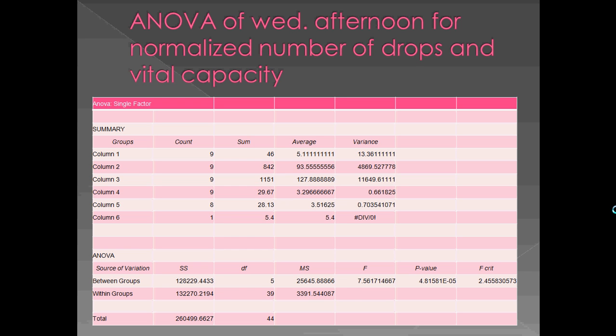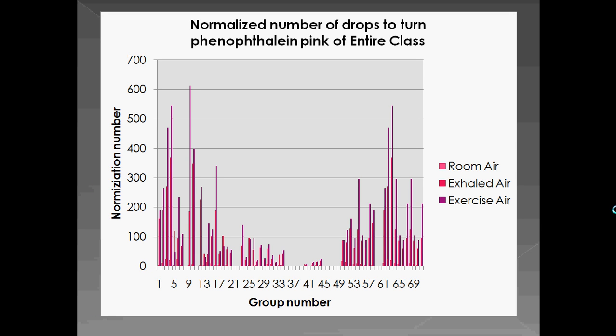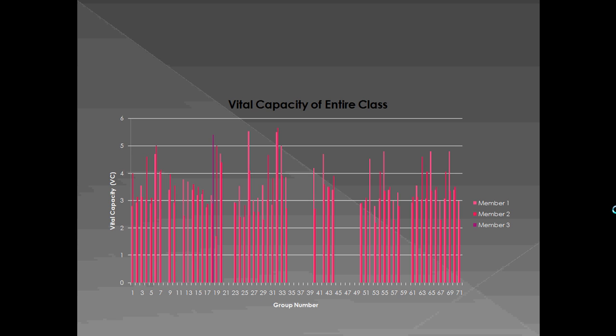Here's a graph of the vital capacity of the entire class. This is the average of each member from each group of the entire class. And this is the ANOVA of the entire class. As you can see, the p-value was 1.02 times 10 to the negative 28, which is a very small number, so we accept our null hypothesis.